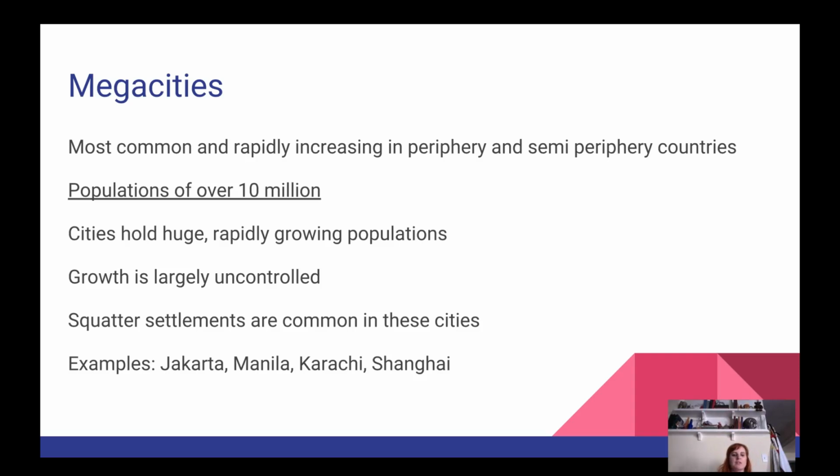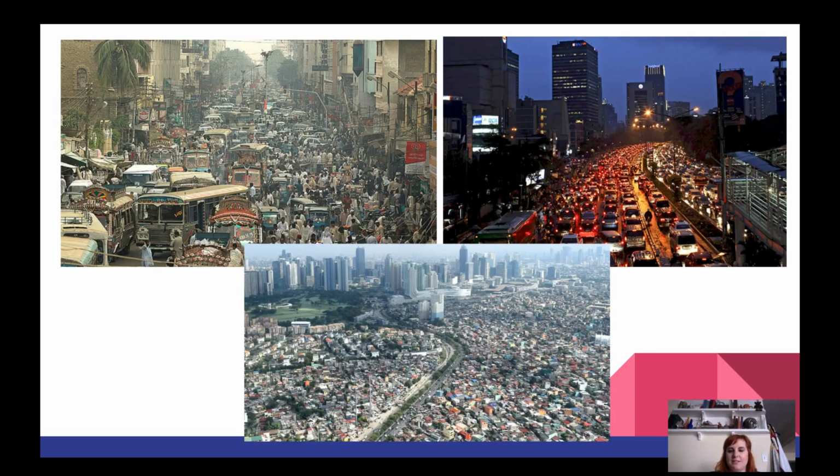Okay, so examples, these are all in semi-periphery, periphery countries: Jakarta, Manila, Karachi, Shanghai. There you go. Here's some pictures of them. So yes, very, very crowded cities. Okay.